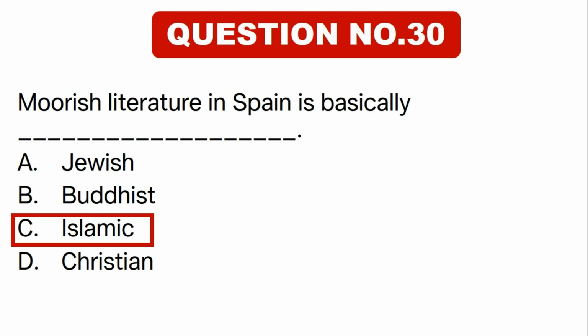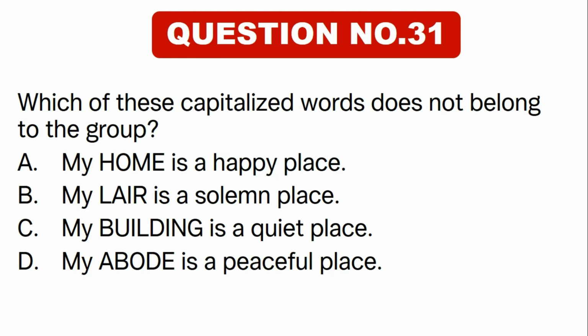Okay, number 31. Which of these capitalized words does not belong to the group? A. My home is a happy place. B. My lair is a solemn place. C. My building is a quiet place. D. My abode is a peaceful place.